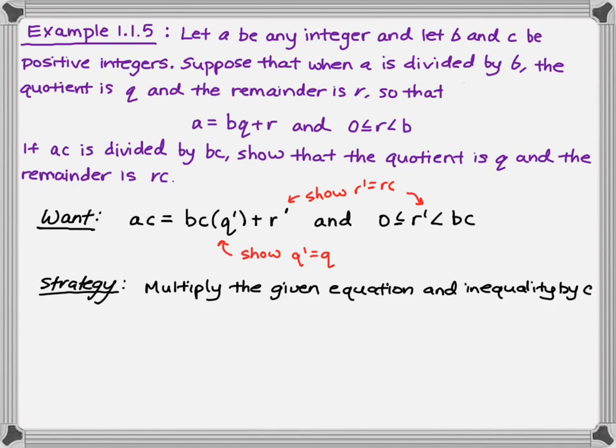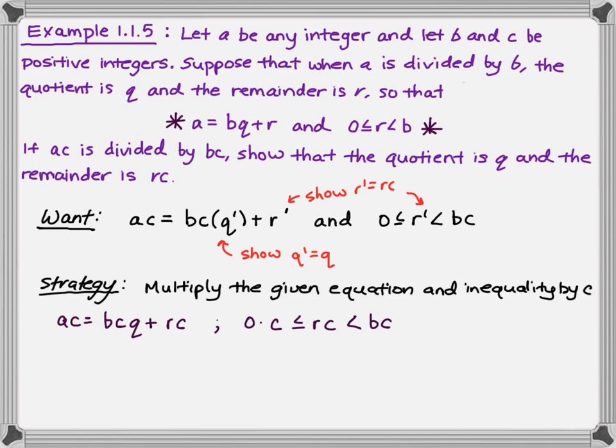And so let's look at what happens when we do that. We're going to multiply this equation on both sides by C. So we're going to get AC equals BC times Q plus RC. And then we'll do the same thing for this inequality. If we do that, we get 0 times C, less than or equal to RC, which is strictly less than BC. And note that the inequality signs are not going to change direction because we're assuming that C is positive.